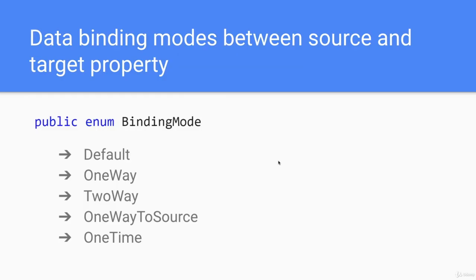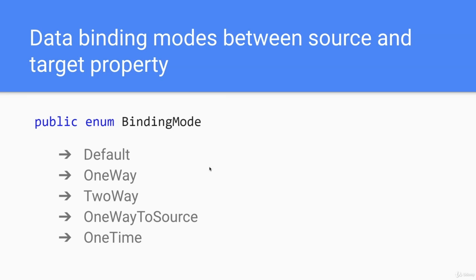What are the data binding modes between source and target property? First, data binding mode is a way to describe in what directions data flows between two connected properties. The binding mode is specified with a BindingMode enumeration. First, we have Default. This means if the mode is not specified, the default value is used, and the default value is one-way binding. One-way binding means that data goes from the source to the target, in our case from the view model to the view.